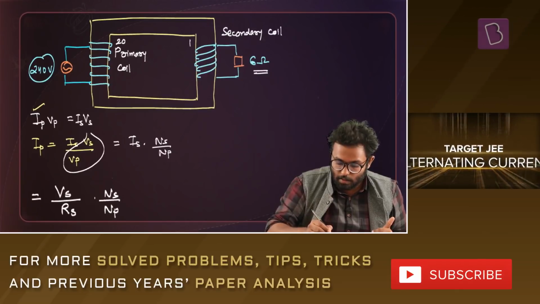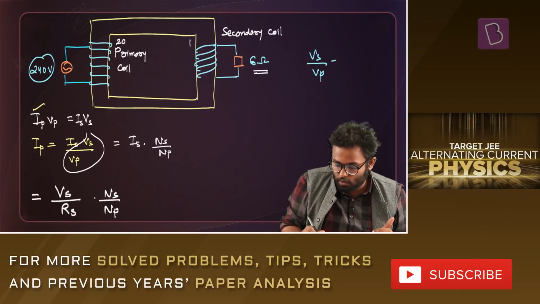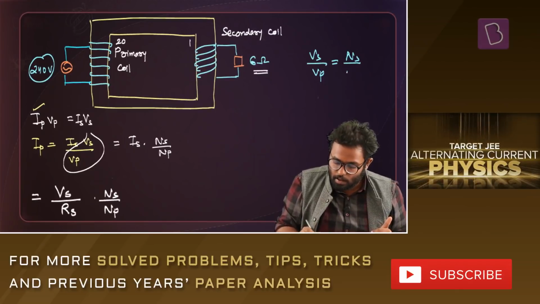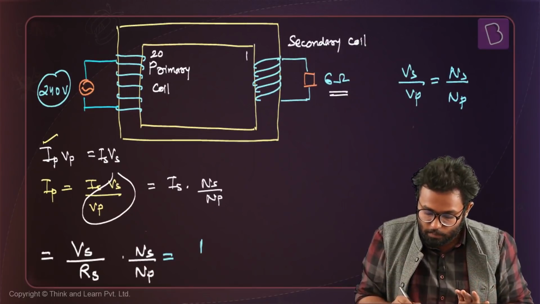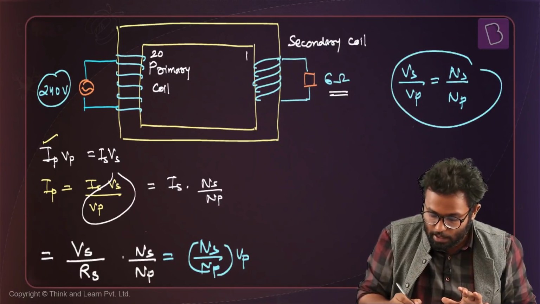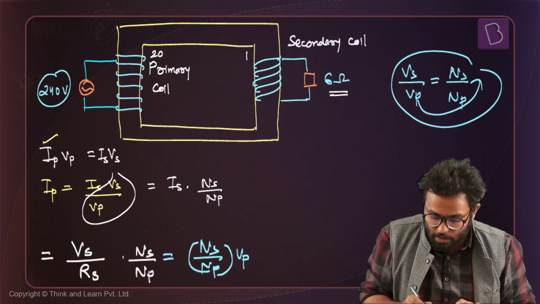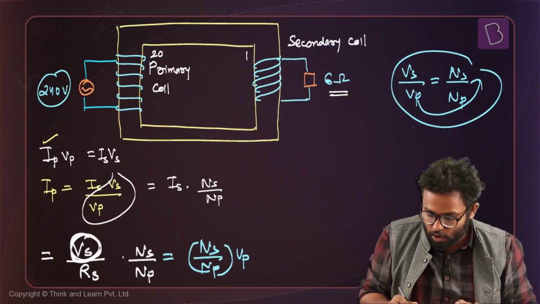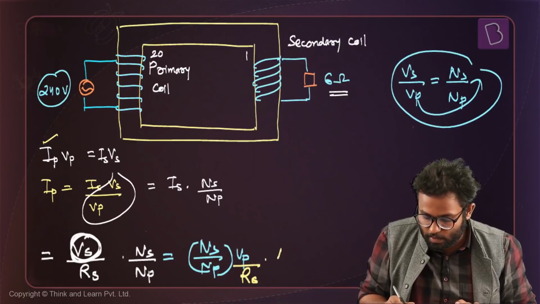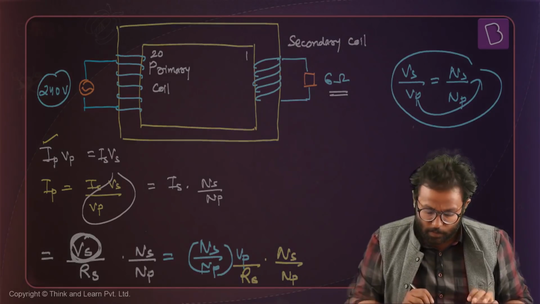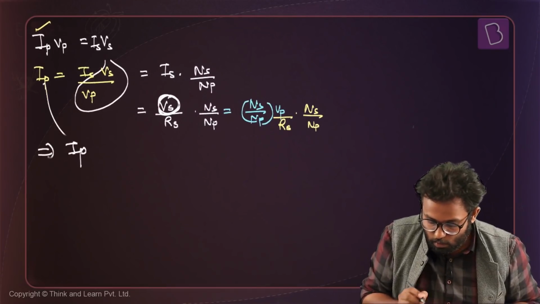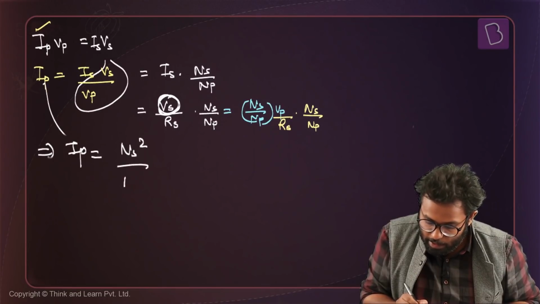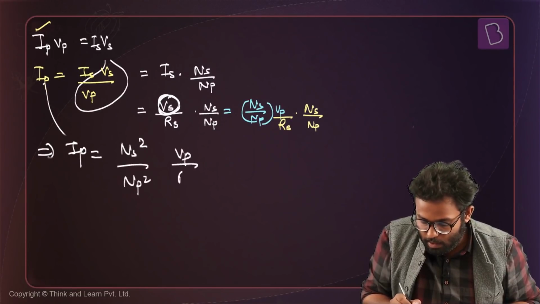Okay, so what am I going to do now? I can say that because I know VS by VP is equal to NS by NP, I'm just going to replace VS by NS by NP times VP. I'm taking this VP on this end. So this is what I'm replacing this quantity by. Then you have an RS sitting in the denominator, then you have another NS and an NP. Okay. What does this tell us? This tells us that IP is equal to NS squared by NP squared times VP by RS.